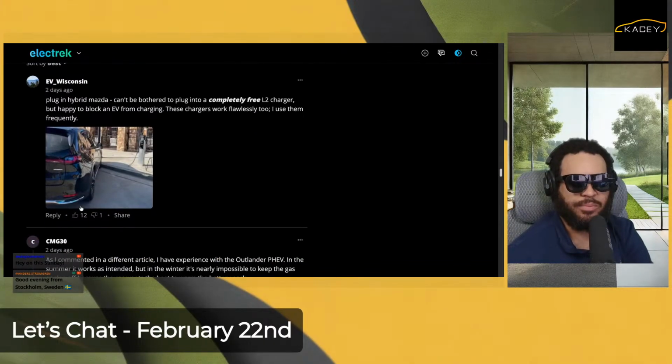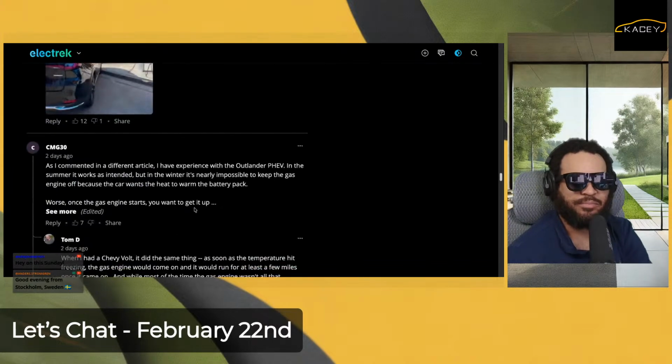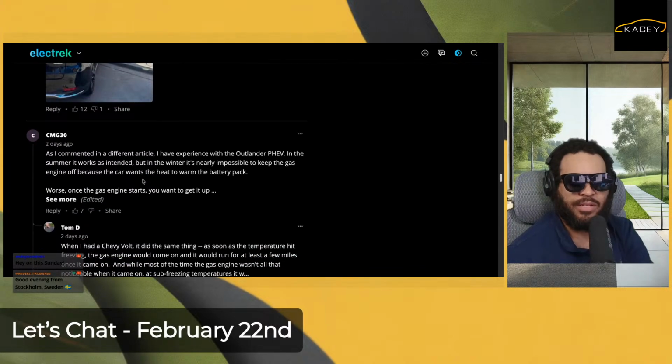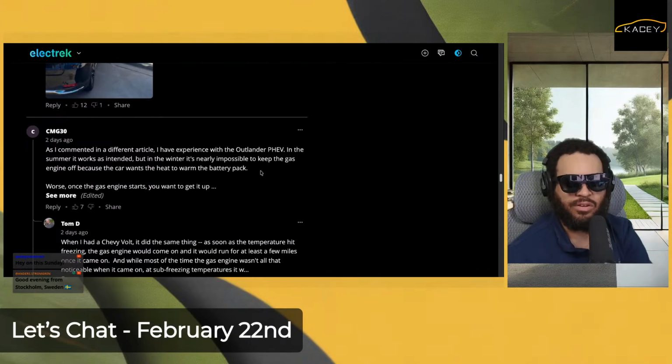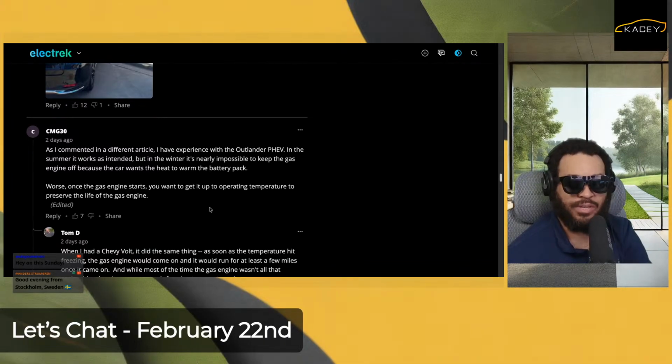Oh, it's a picture, that's why. Yeah, that would annoy the heck out of me as well. I commented in a different article, I have experience with the Outlander PHEV. In the summer, it works as intended, but in the winter, it's nearly impossible to keep the gas engine off because the car wants to heat to warm the battery pack. Worse, once the gas engine starts, you want to get it up to operating temperature to preserve the life of the gas engine.